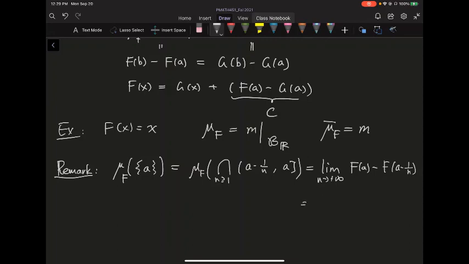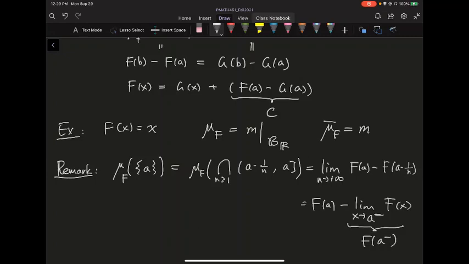You can write this as f(a) minus the limit as n goes to infinity of f(a - 1/n), or you can say that's x going to a from the left of f(x). Let's give it a name: let's call it f(a-), the left limit of this function at a.